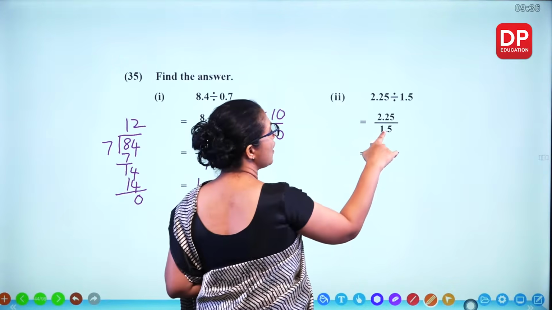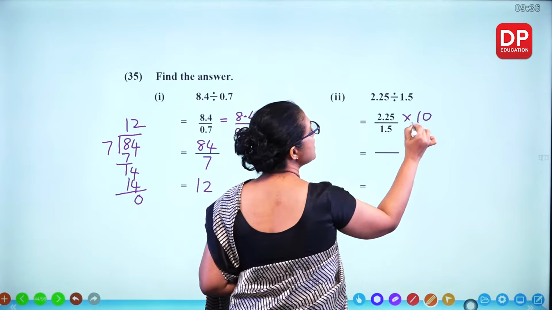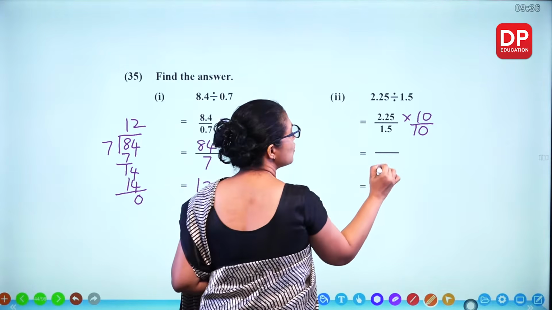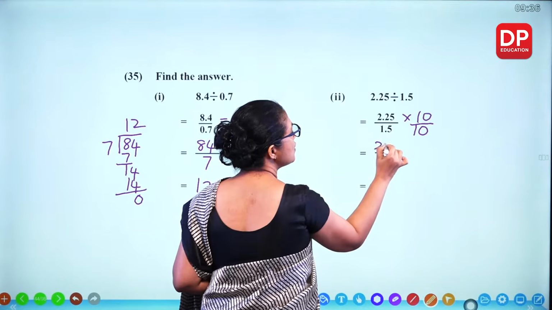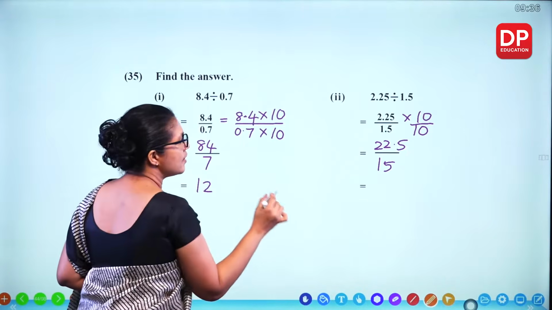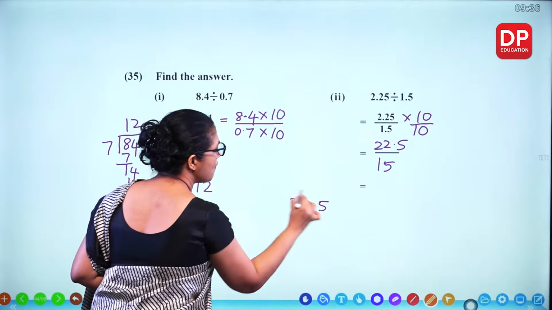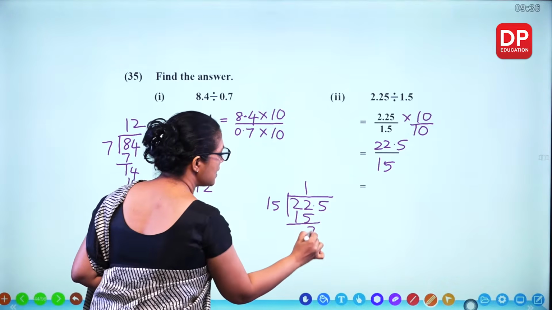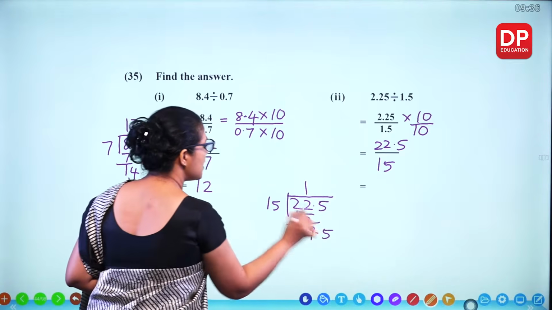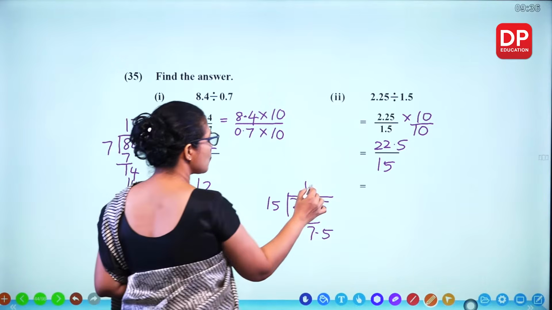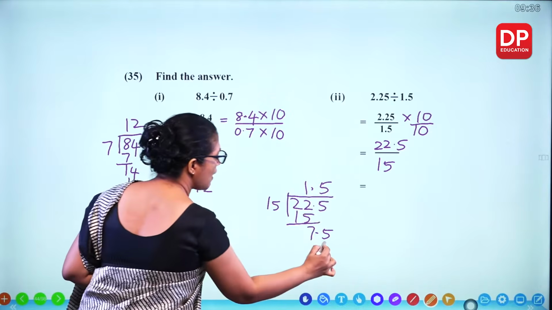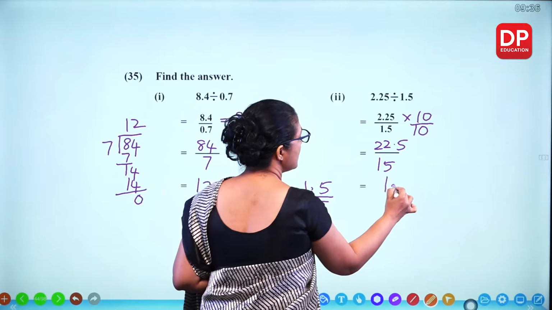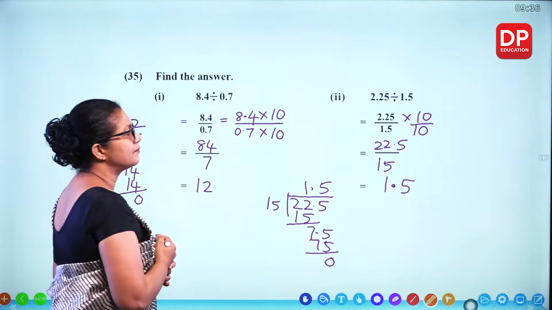2.25 divided by 1.5. I can multiply by 10 to get rid of this decimal point in the divisor. So this is 15 and here 22.5. So 22.5 divided by 15. 15 times 1, 15. You get 75. So 75, that's 5. 5 times 5, 25. And here 7. So 1.5 is the answer.